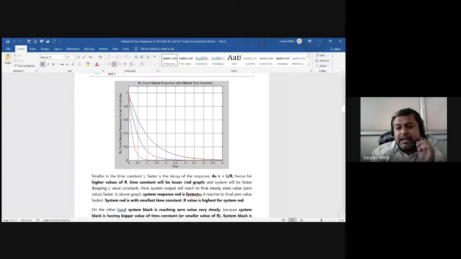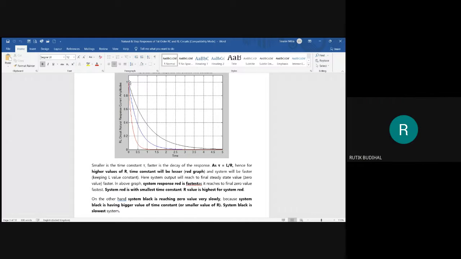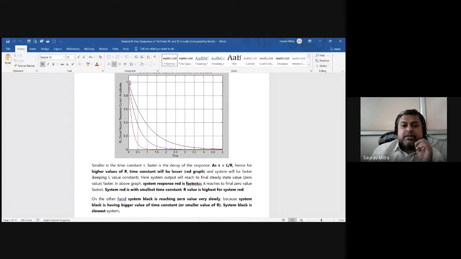So what I have done is I have made the comparison of three different systems. Smaller is the time constant tau, faster is the decay. Rutik, can you tell me in which case the graph is falling to zero faster? Red graph, blue graph, or black graph? Initial current is 1 ampere. Okay, so in which case current is very fast falling to ground? Red, blue, or black? Red, sir. It is understandable. Okay, so red is falling very fast, so these are three different systems.